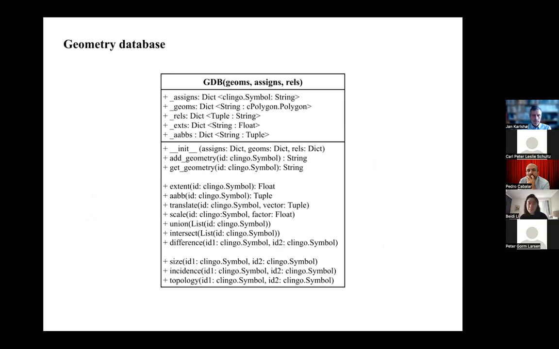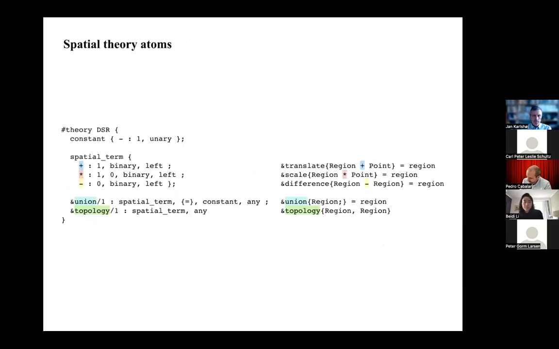Yes, so the geometry database, I've implemented this as a custom class that is called dynamically or continuously from the ground and solve process. I will come back to this later. So for spatial theory atoms, I used Clingo's built-in Python API to define my own spatial terms. For example, we can say that translate will be applied to a region plus a point, or scale will be applied to a region times a point. Difference will be applied to a region minus another region, this kind of thing.